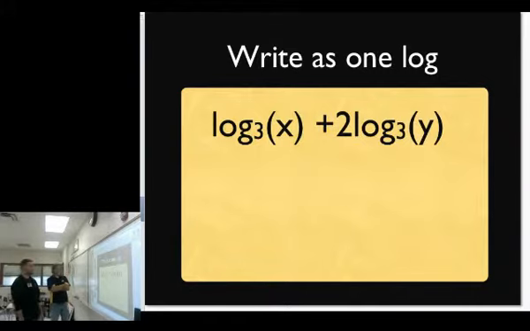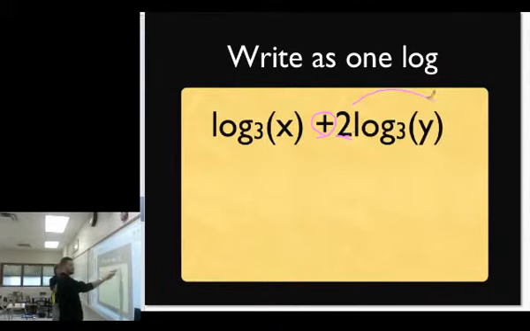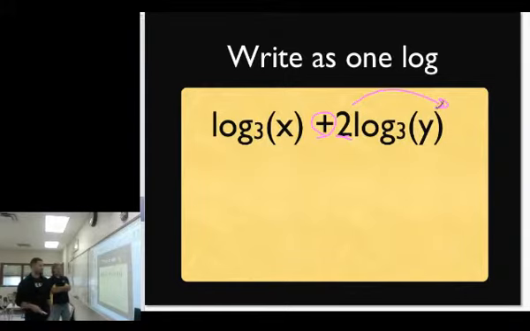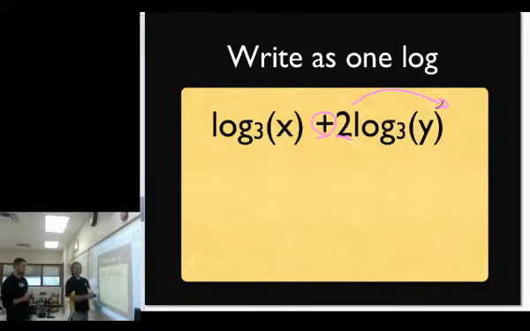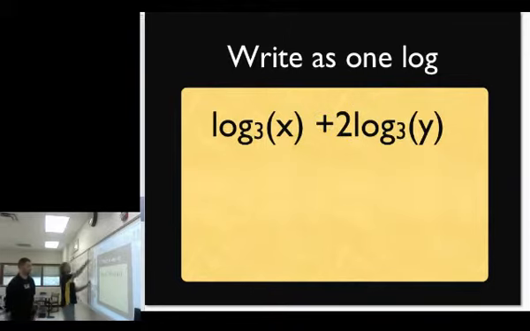The first thing that I see here is a plus, which indicates multiplication. But I also have this 2 out in front of this log base 3 of y, and I think I can send that 2 out to the exponent. In fact, probably better to do that first. Just like we did last time, we brought the 3 out front as the last thing we did. This time, it's the first thing you do when you're trying to put them back together. All right, go for it.